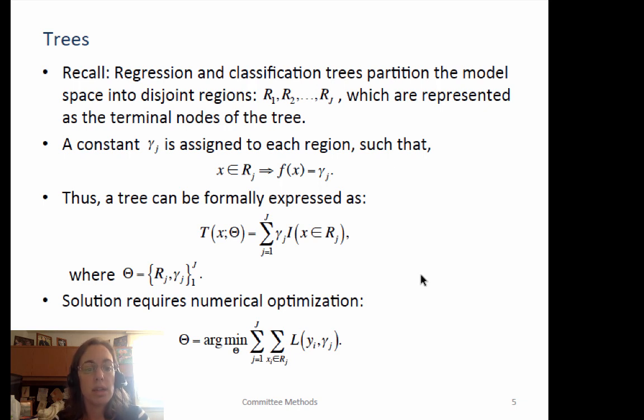So this solution requires numerical optimization. How do you figure out what the appropriate trees and regions are? In particular, the thing that we're trying to solve is a minimization, in other words, a pairing of regions and values such that you're minimizing a loss function. So that's essentially what this is saying. In this case, there are J regions, and we're looking over all of the regions to calculate the loss of the true y i's, whether your test set or your training set, whatever you're trying to figure out the error for, and the predicted responses. So that is going to solve the problem, and we've discussed that already.